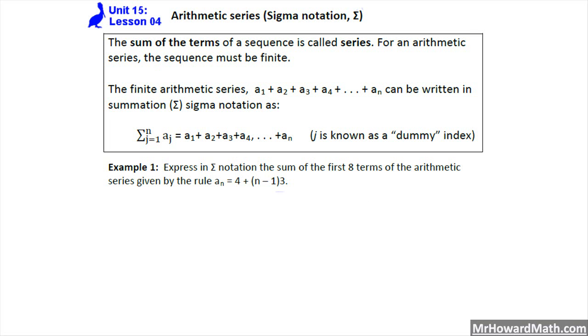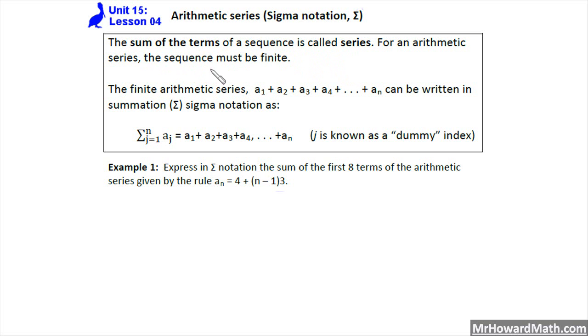We will be looking at arithmetic series and the sigma notation. This is our sigma symbol there. In this video, so far in this unit, we've looked at arithmetic and geometric sequences. Now we're moving to series. So the definition: the sum of the terms of a sequence is called a series. So we take all the terms from a given sequence, we add them up, and that gives us a series.